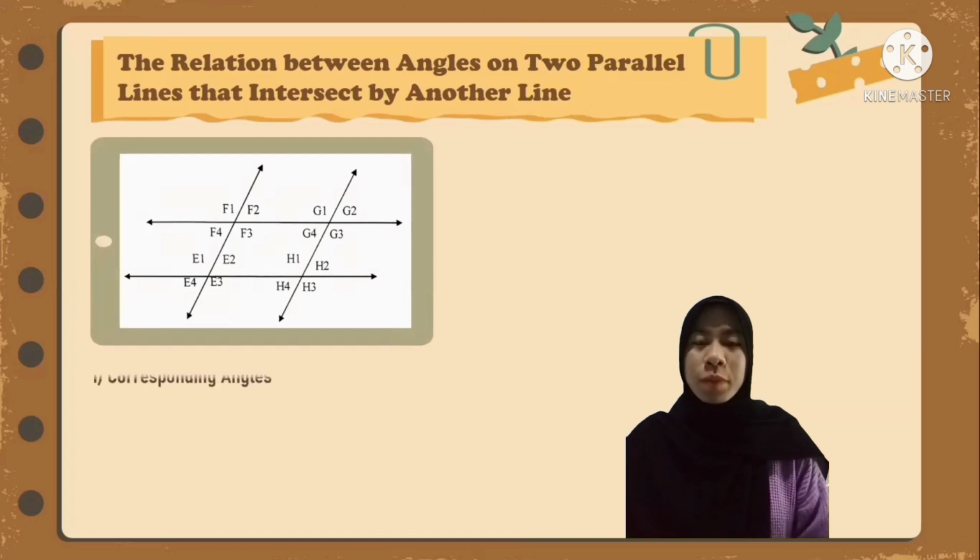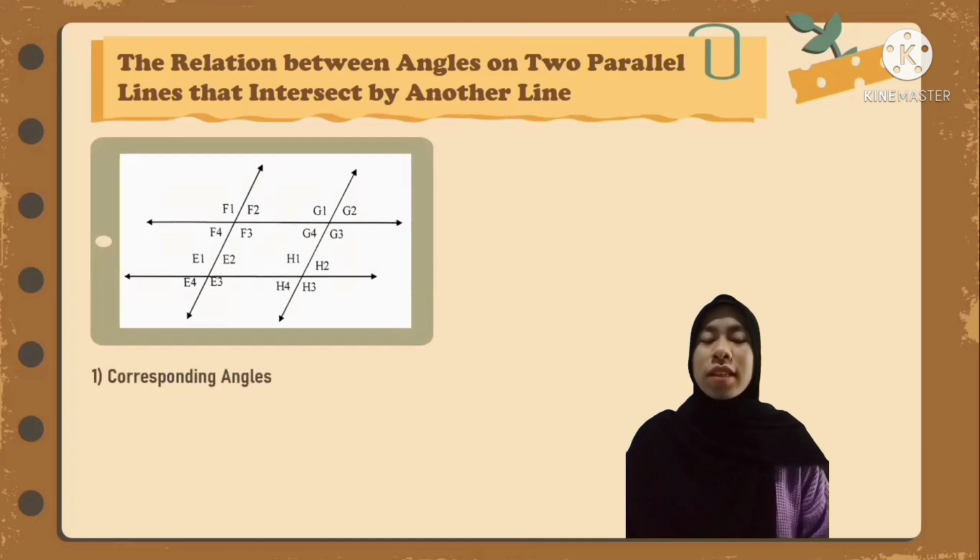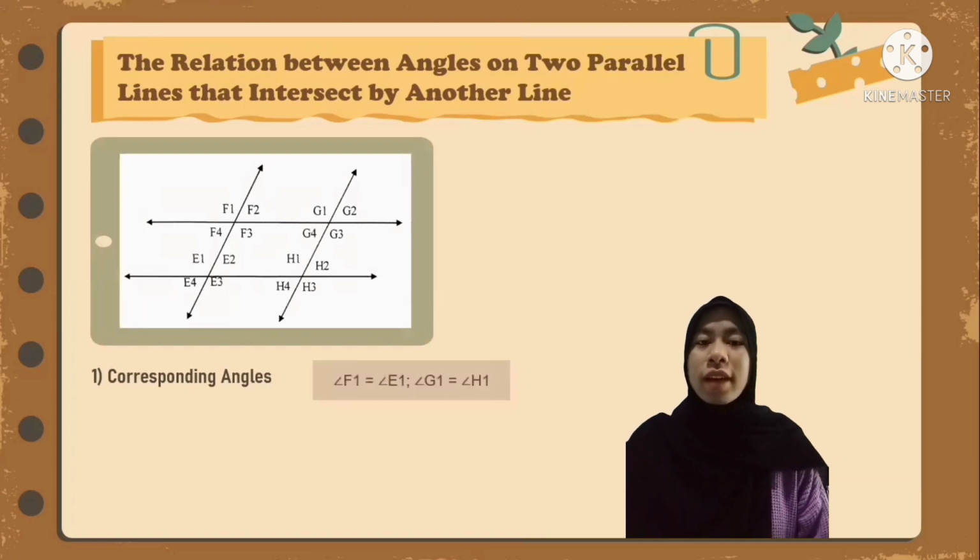Number 1, corresponding angles. The angles that occupy the same relative position while a pair of parallel lines are intersected by another line. Based on the picture, corresponding angles: angle F1 is the same as angle E1, and angle G1 is the same as angle H1, which are in the same position.